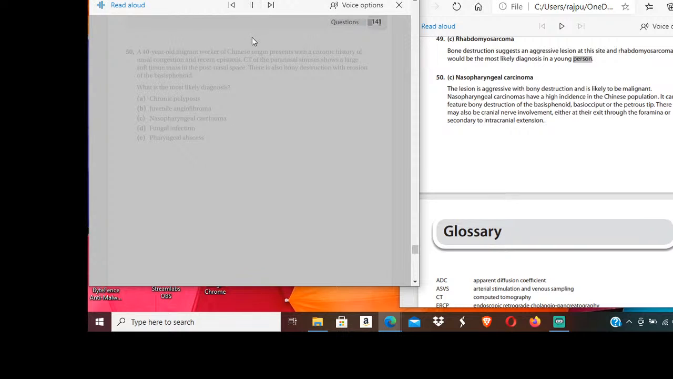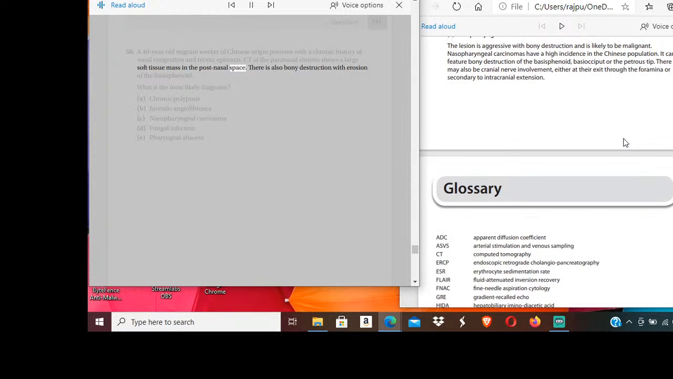Questions. 50. A 40-year-old migrant worker of Chinese origin presents with a chronic history of nasal congestion and recent epistaxis. CT of the paranasal sinuses shows a large soft tissue mass in the postnasal space. There is also bony destruction with erosion of the basisphenoid. What is the most likely diagnosis?